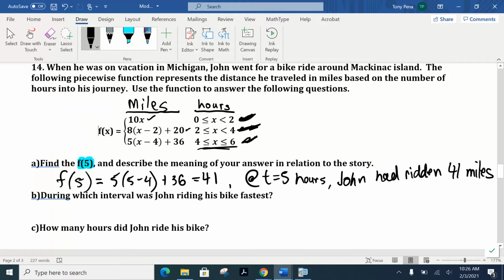All right, this question, see if we remember this. When is John riding his bike the fastest? During which interval? So you're either going to say 0 to 2, 2 to 4, or 4 to 6.